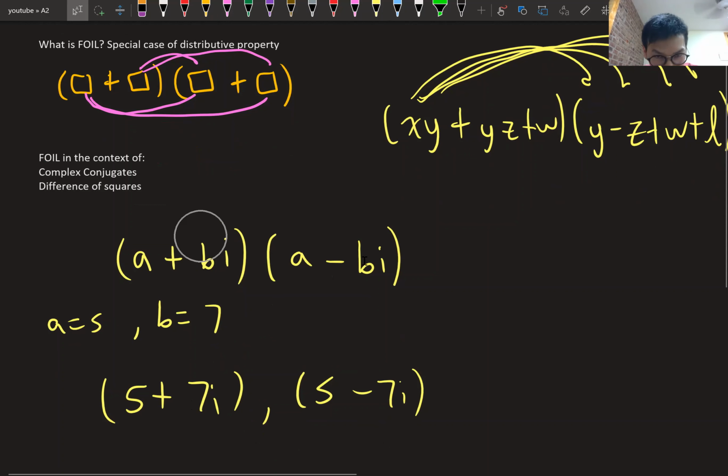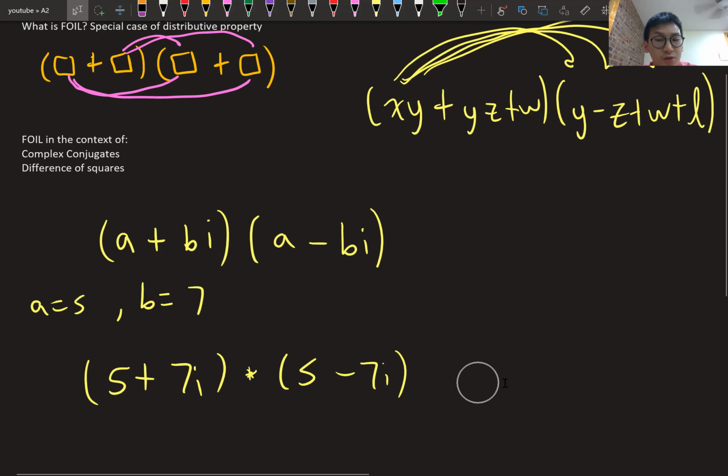If you actually multiply these, it's going to kill or clear the imaginary terms. After you distribute, or aka you FOIL this out, it's going to be a nice real number. So there are no imaginary parts.